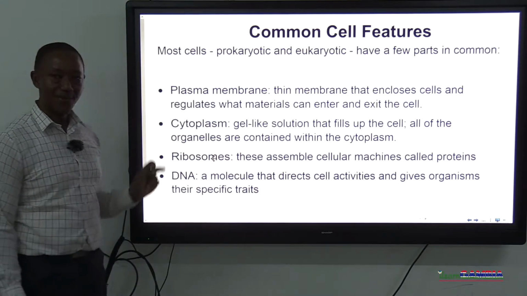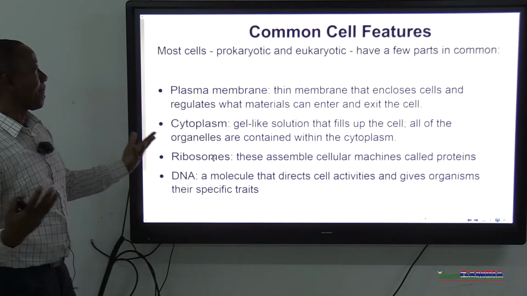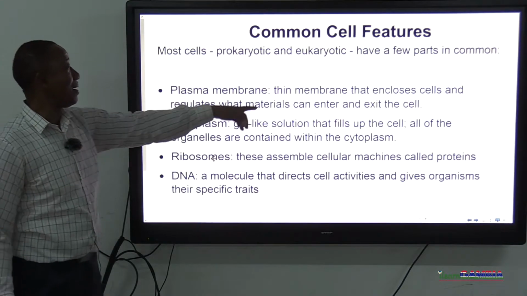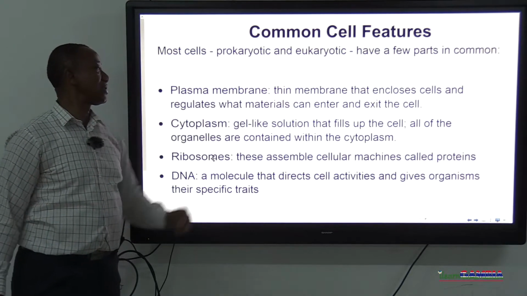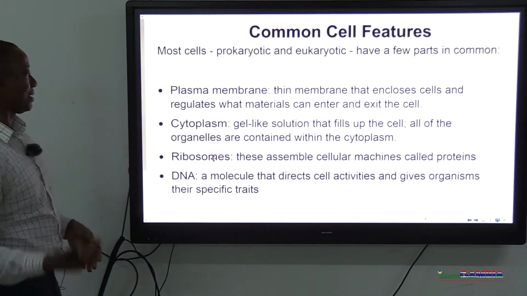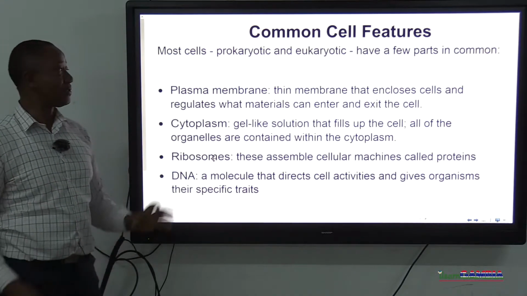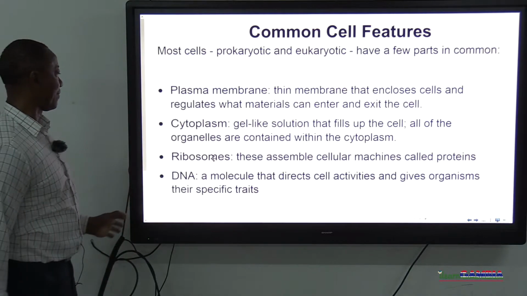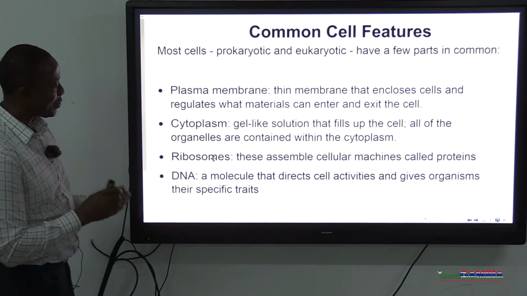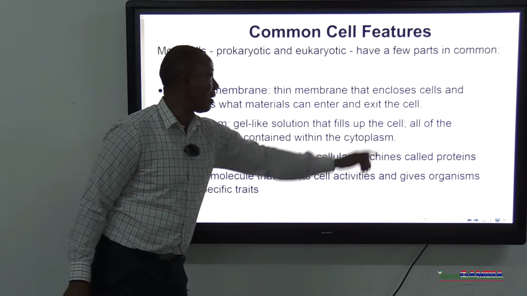They have a plasma membrane or cell membrane. So whether they are eukaryotic or prokaryotic, they all have a plasma membrane in common. What is this plasma or cell membrane? It's the thing that encloses the cell and regulates what materials can enter or exit the cell. Next, they have a cytoplasm. All cells, prokaryotic and eukaryotic, have cytoplasm. The cytoplasm is like a gel, a semi-solid liquid sort of solution that you find in the cell.